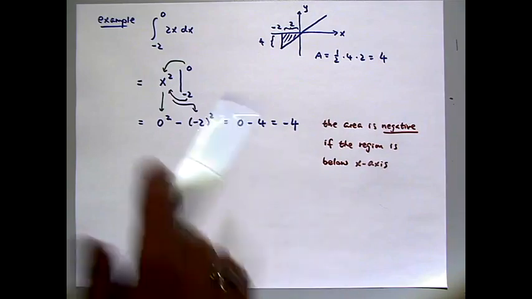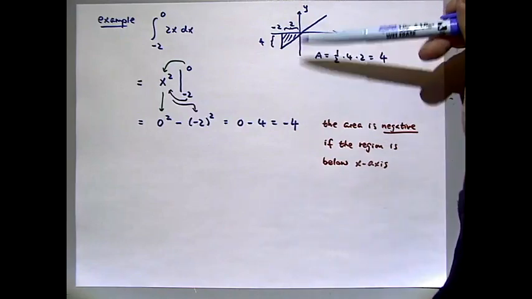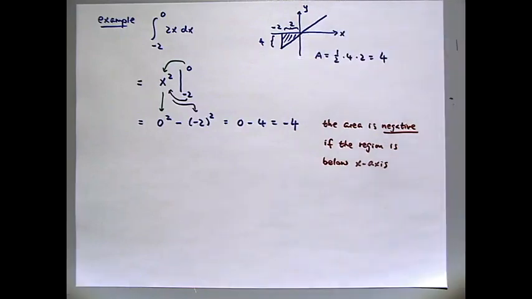That's because, remember, this comes from a bunch of little rectangles from the Riemann sum. If this thing is below the x-axis, the height of each rectangle is negative. So each rectangle has a negative area. In the end, we end up getting this. Yes?